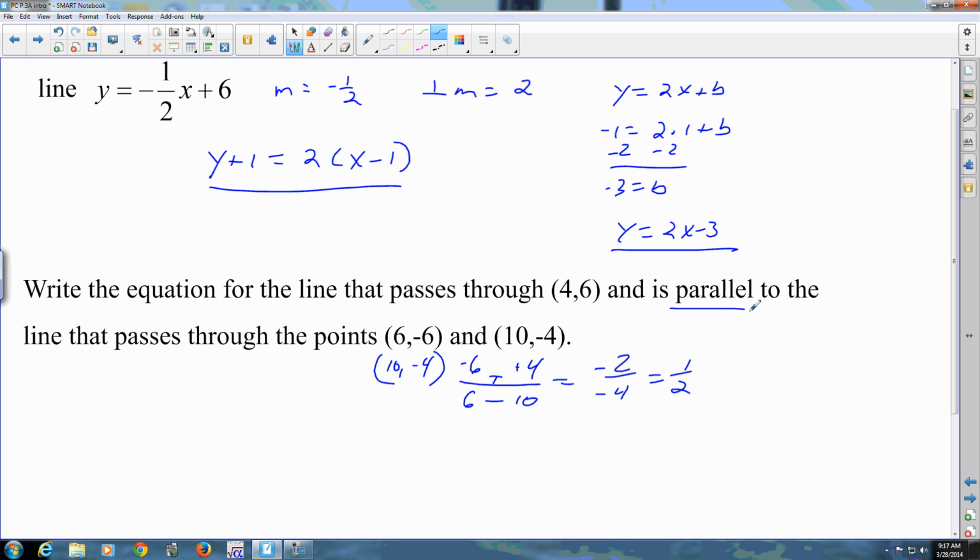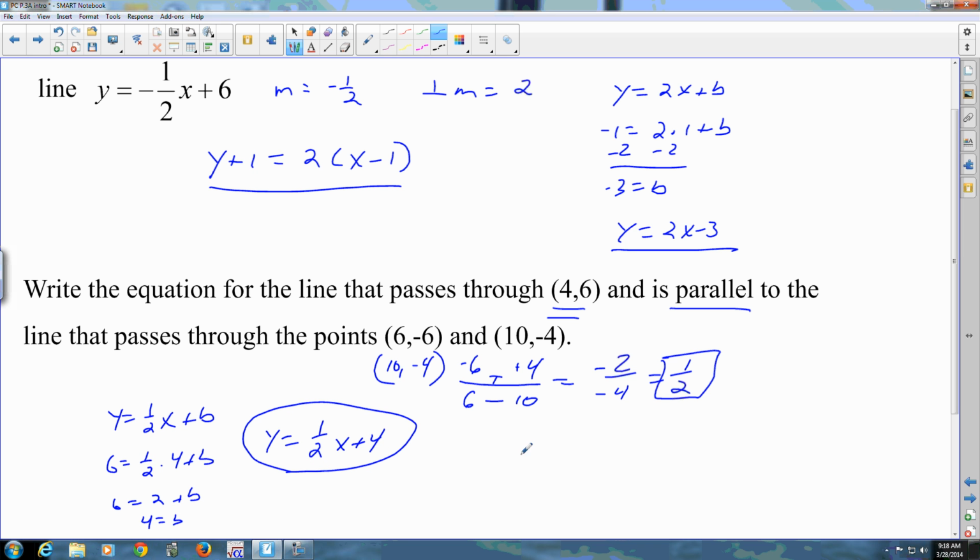I want it parallel, so I'm going to keep that slope. So y is equal to half an x plus b. Here's the point you're interested in. If you want to put it in slope-intercept form, 6 is equal to a half times 4 plus b. 6 is equal to 2 plus b. Subtract the 2, 4 is equal to b. So then your final answer is y is equal to a half x plus 4.